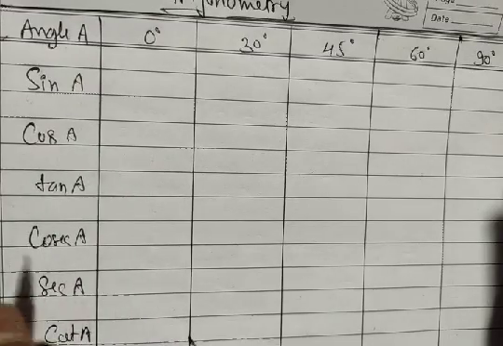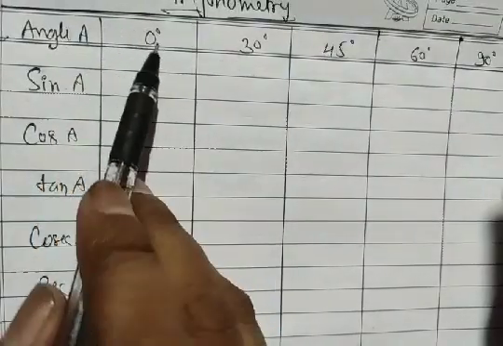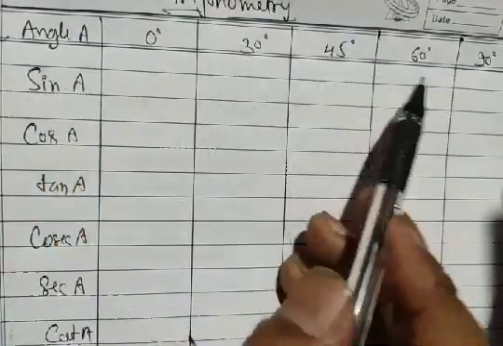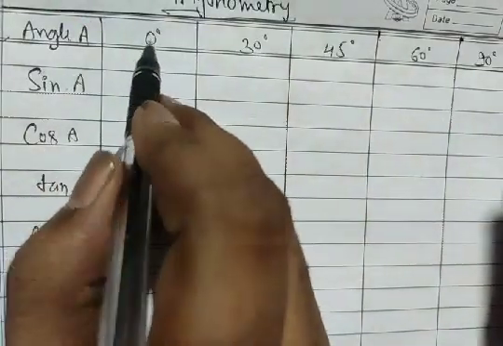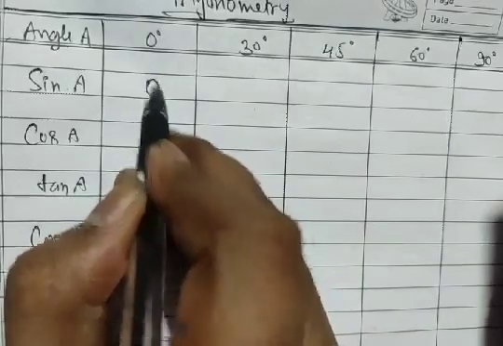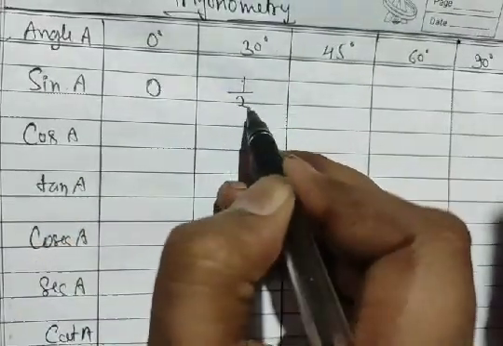Yesterday we discussed how we get the values. The value of sin 0 is what? We are going to discuss 0 degree, 30 degree, 45, 60. What did we get yesterday? The value of sin 0 is 0. The value of sin 30 is what? We get 1 by 2.